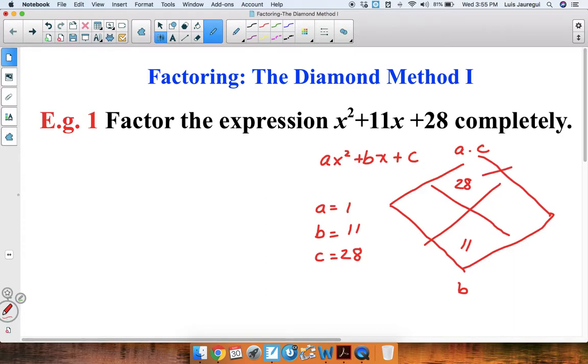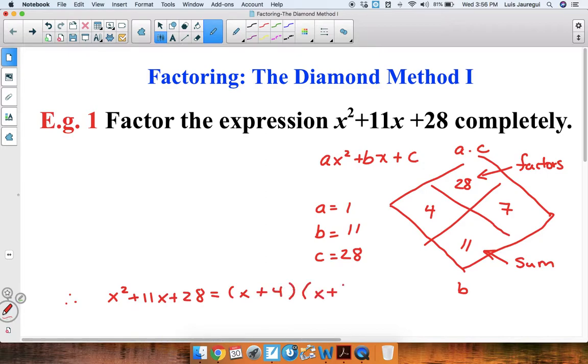And what you're looking for are the two factors of 28 that add up to 11, or whose sum is 11. So think of two numbers that when you multiply will give you the 28, and when you add will give you 11. And yes, in fact, those numbers happen to be 4 and 7. Why? Because 4 times 7 will give you the 28, and 4 plus 7 will give you the 11. So we can say the following. Therefore, x squared plus 11x plus 28 is equal to x plus 4 times x plus 7.